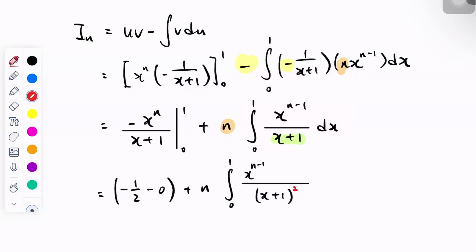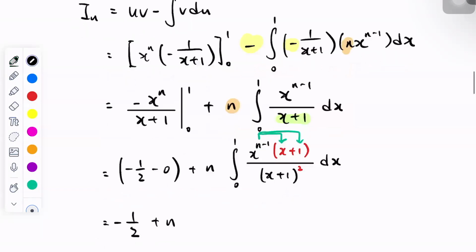So I would just try to change the denominator to square. That means I have to multiply x plus 1 to the numerator to balance it. And that's why this is just simply negative 1 over 2, and then plus n. So now I have to do the distribution. Distribution is like this way. I distribute the x^(n-1) to x. I distribute the x^(n-1) to 1.